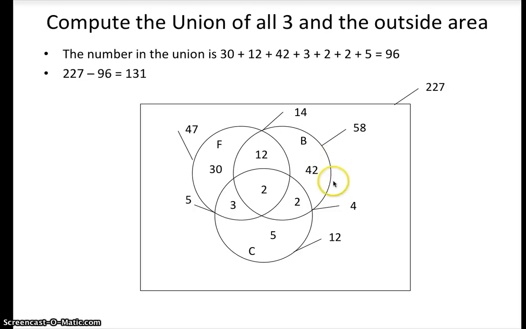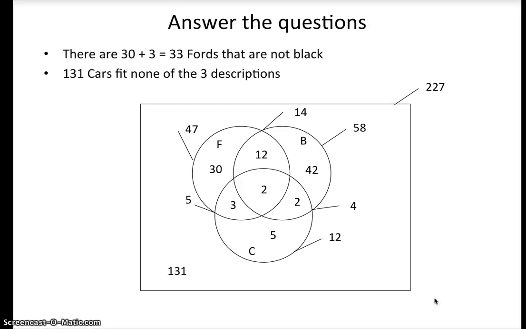We can figure out how much is in this entire union of the three circles by adding up 30, 12, 42, 3, 2, 2, and 5. All the small shapes can be added up and realize that the union is 96. If there's 227 cars altogether and 96 of them are in the union of these three attributes, then the outside here is going to just be the difference between those, or 131. As you can see labeled here.